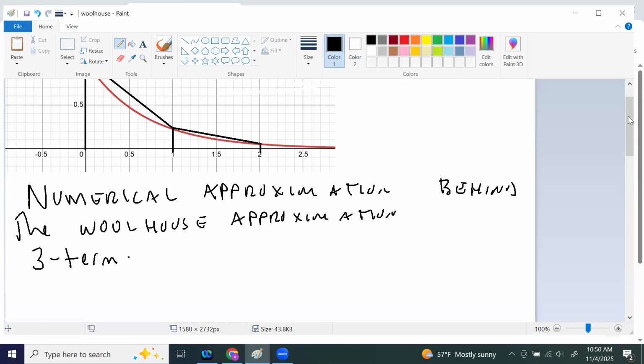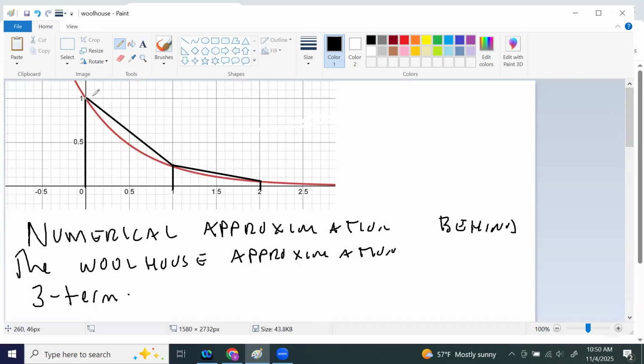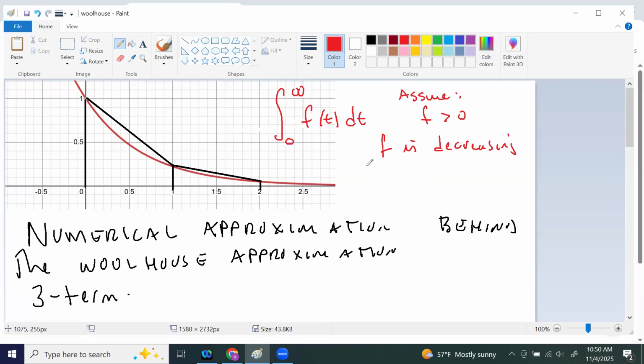Here's how I'm going to start. I'm going to say a few words about approximating a certain kind of improper integral. We're going to look at a formula to approximate the improper integral of f of t dt, and we will assume that f is positive, that f is strictly decreasing, and that f goes to 0 as t goes to infinity in a monotone fashion. We'll also assume that the derivative goes to 0 as t goes to infinity.